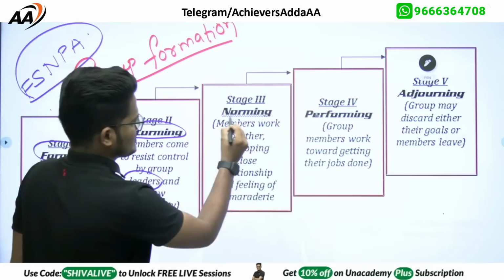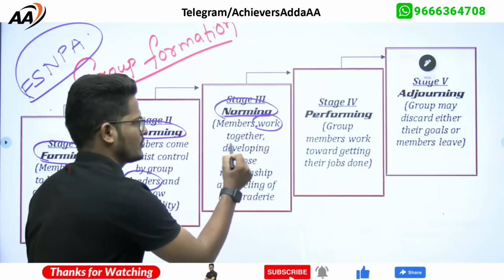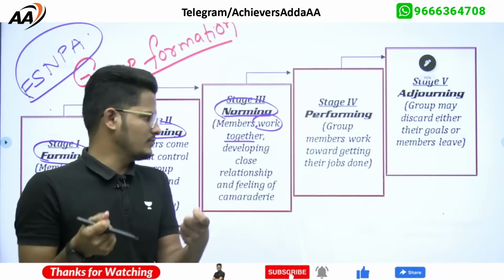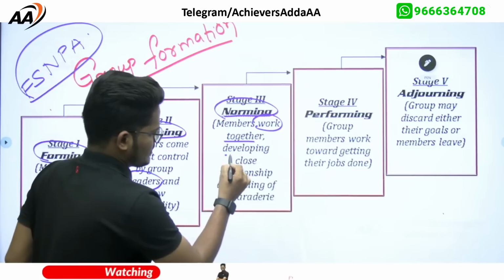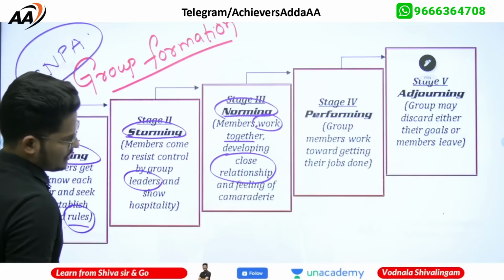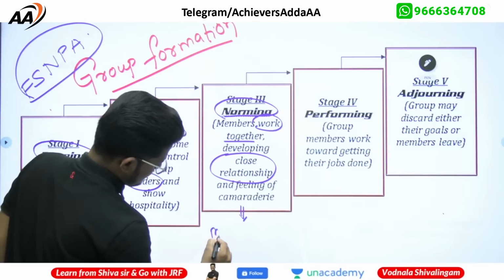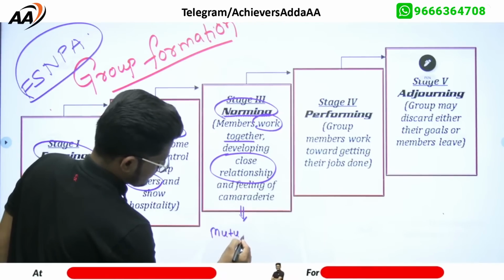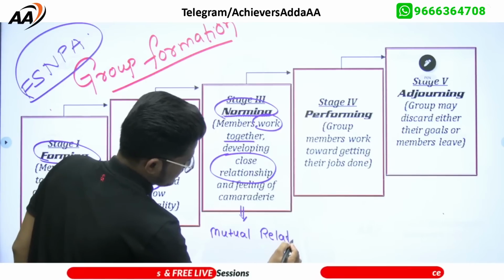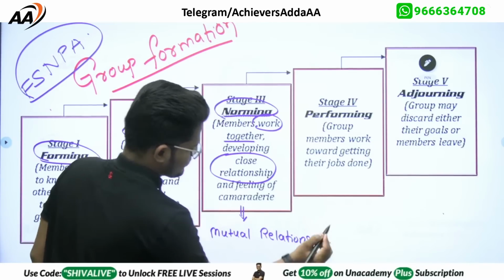Next, the third one is norming. Here members are going to work together. Now after having a leader, it is time for the work. They'll work together, develop a close relationship, and a feeling of comradeship. Comradeship means a mutual association or relationship. They will try to create a proper healthy environment. That comes under norming.